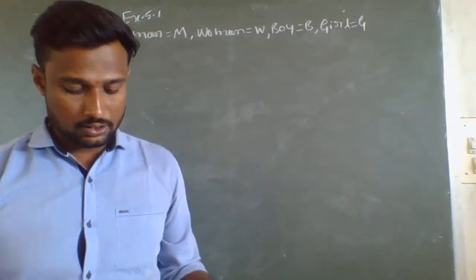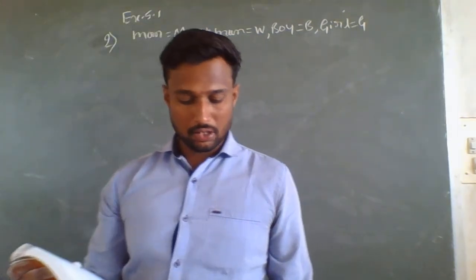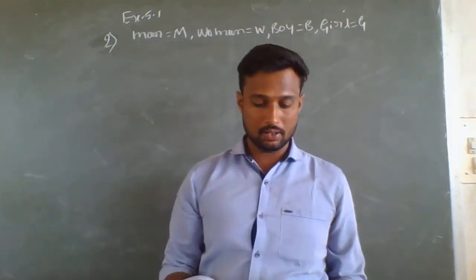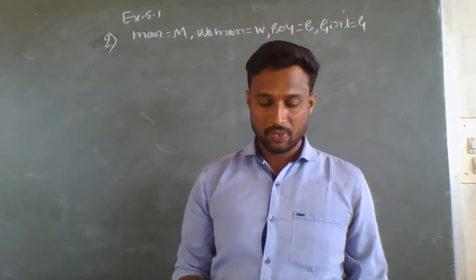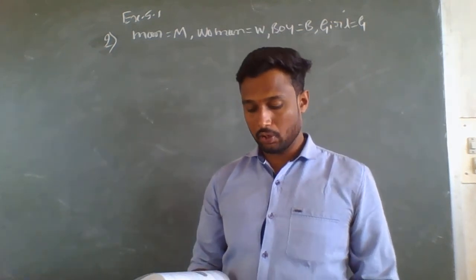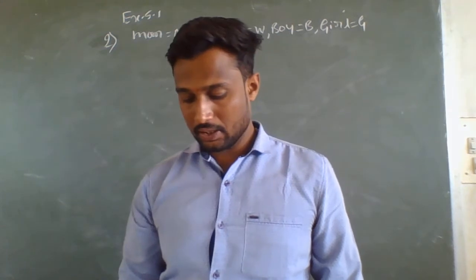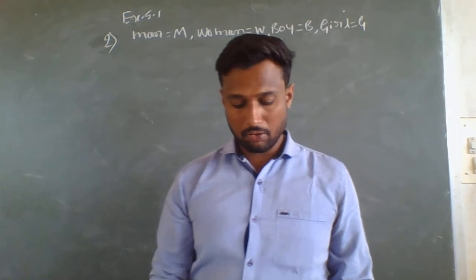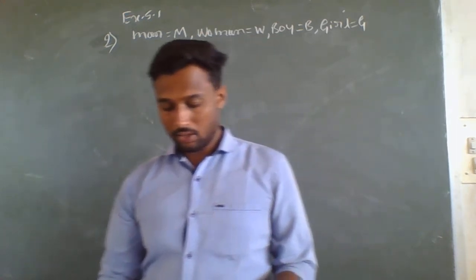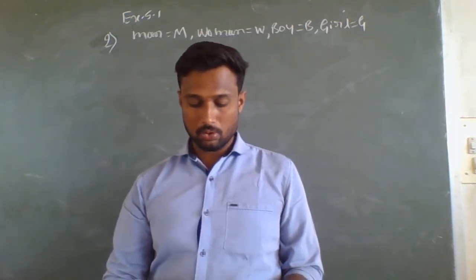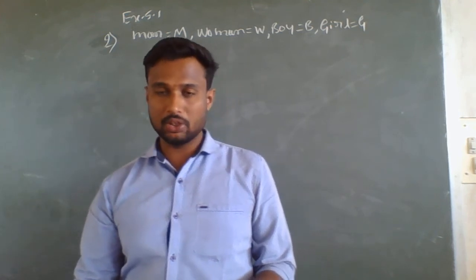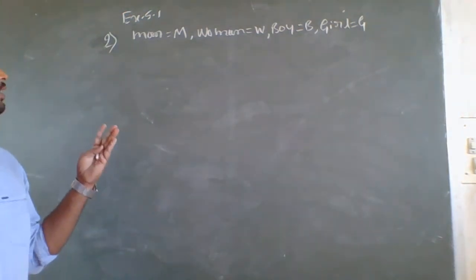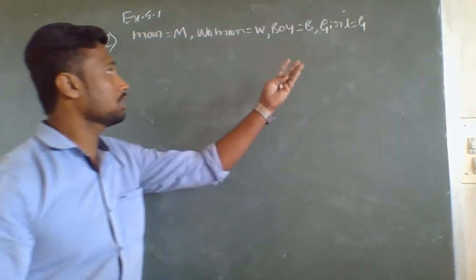The following list gives the shoppers who came during the first hour in the morning. They have given one list here on page number 76 of exercise 5.1, second problem. The list is like W W W, G B, W W W, M G G, like this. W means woman, M means man, B means boy, G means girl.